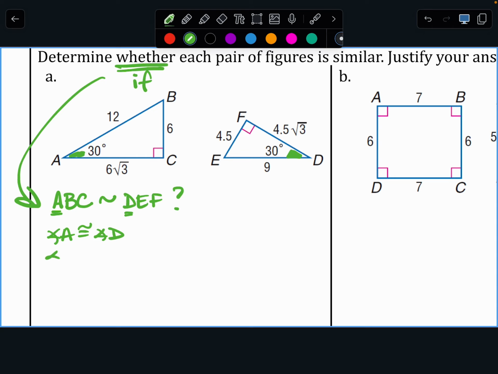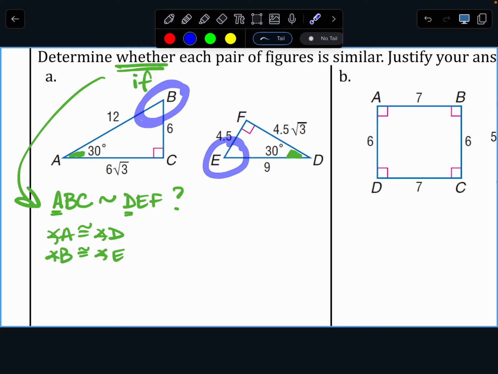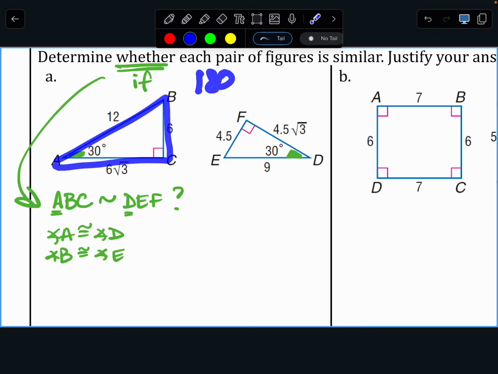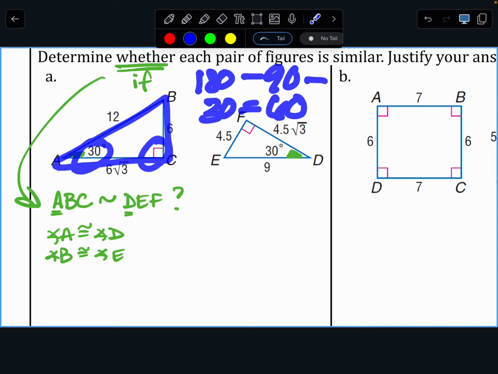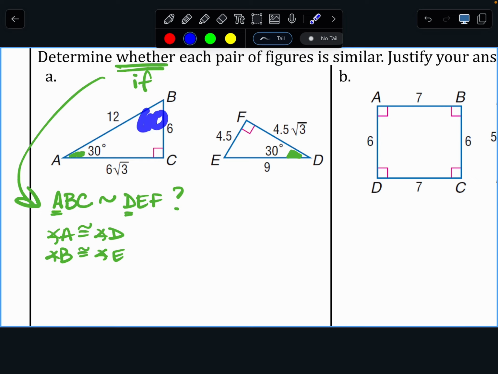So then we have to say angle B has to be congruent to angle E. I don't know what angle B is, and I don't know what angle E is, but I can figure it out. What does a triangle equal? 180 minus 90 minus 30 is 60. So this one is 60. And since this has a 30 and a 90, this needs to be 60.